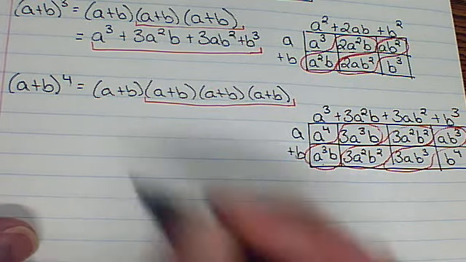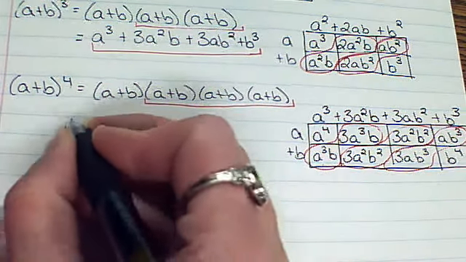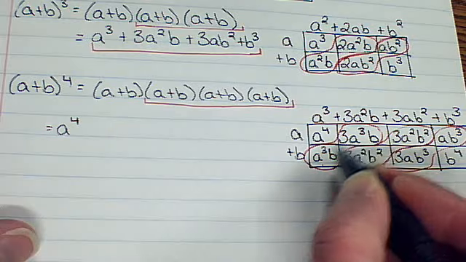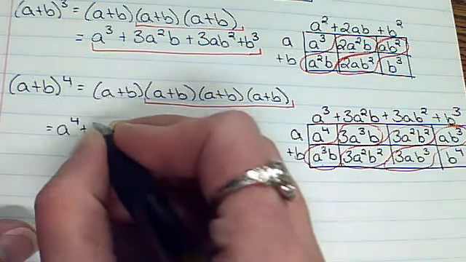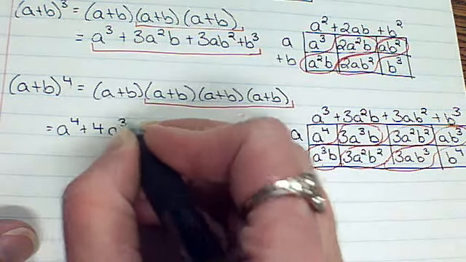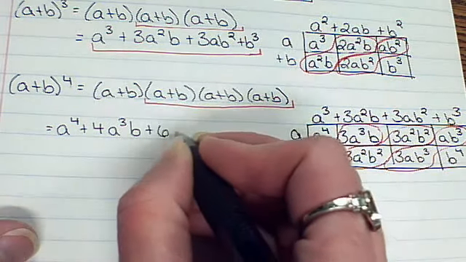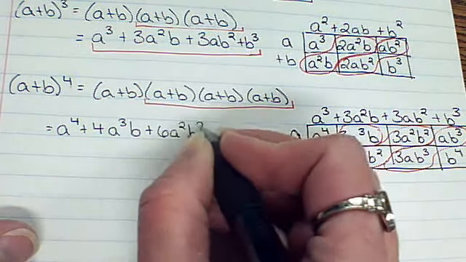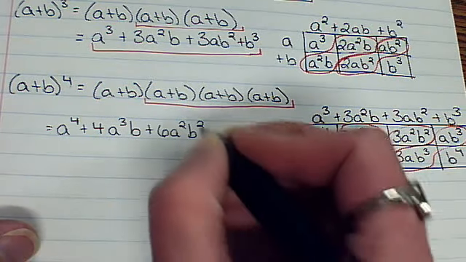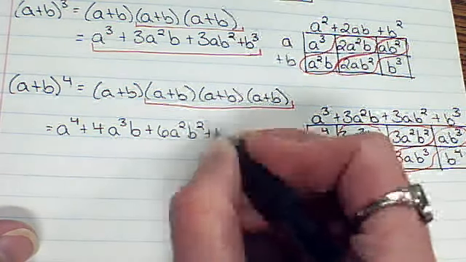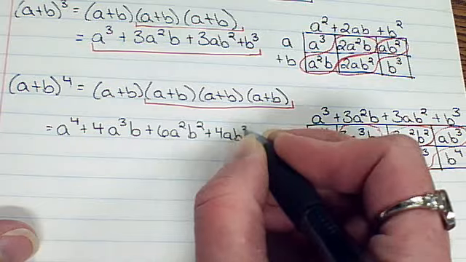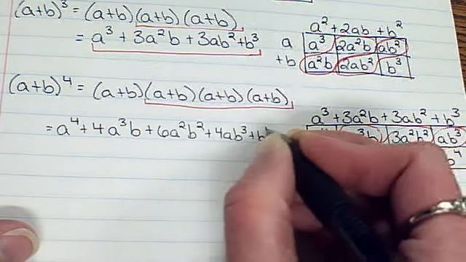So let's see what we get. There's an A to the fourth. 3 of these plus another one, that gives me 4A cubed B. That's 6A squared B squared. 4 plus 4AB cubed plus B to the fourth.